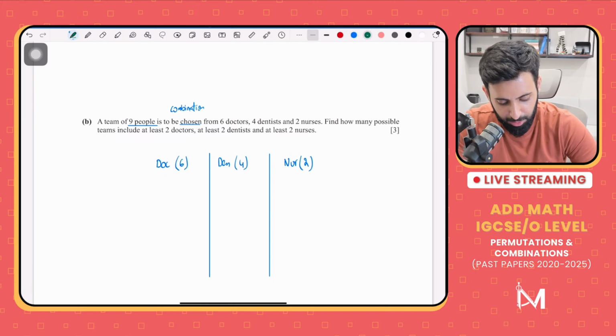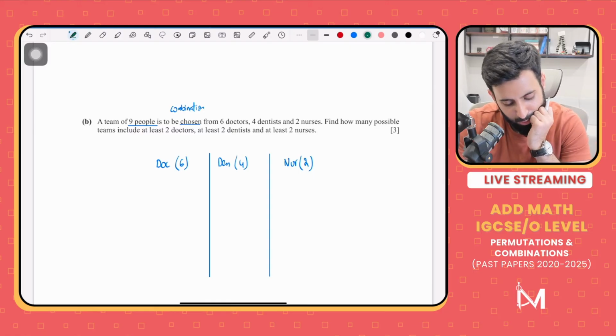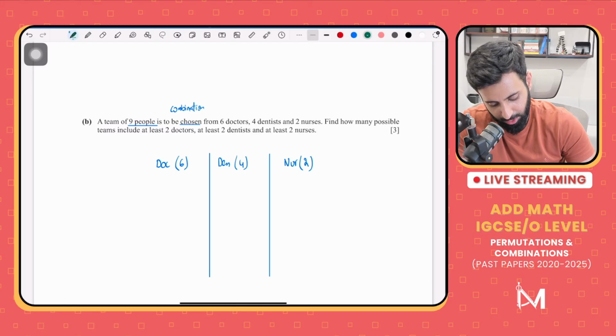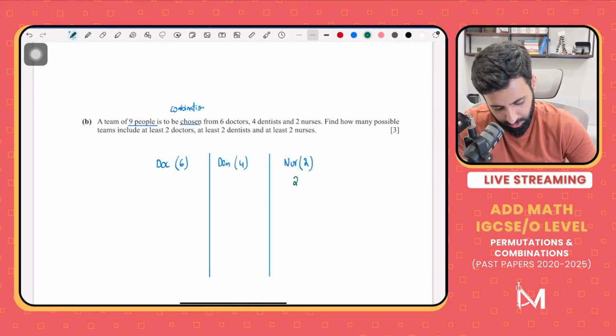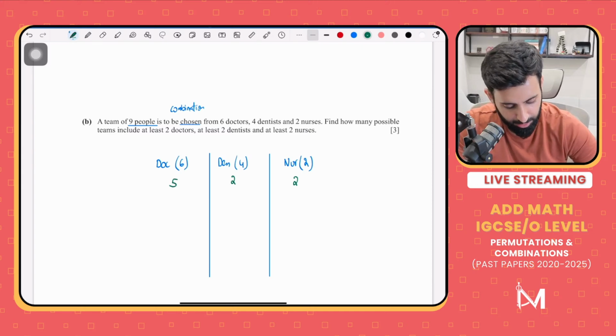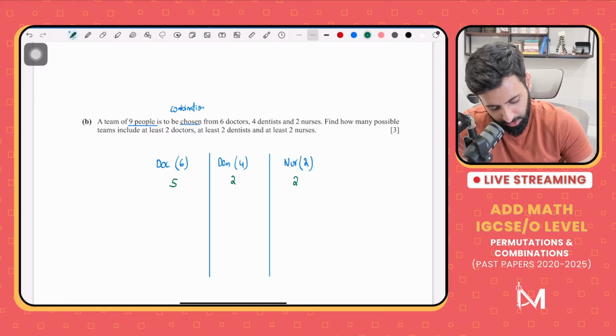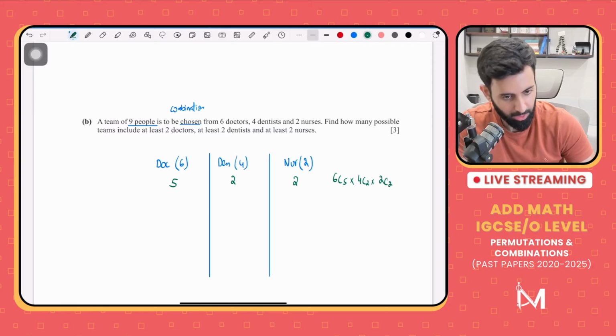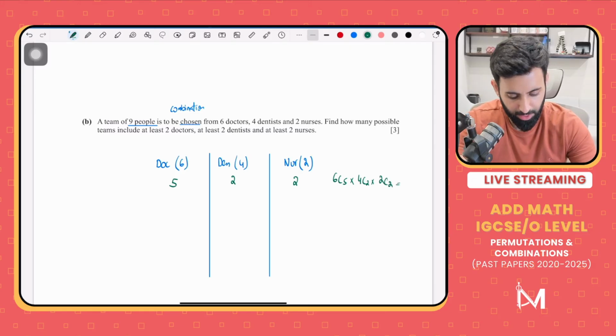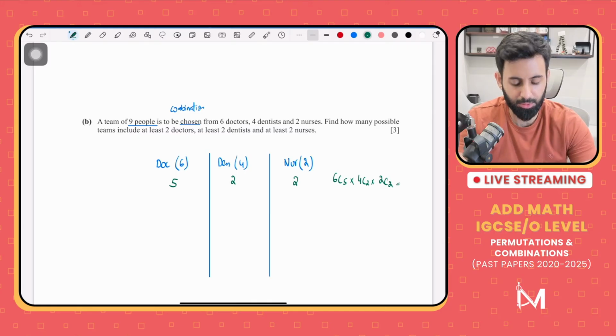Now, a team of 9 people is to be chosen from 6 doctors, 4 dentists, and 2 nurses. Find how many possible teams include at least 2 doctors, at least 2 dentists, and at least 2 nurses. So we can't have 2, 2, 2. But here's what we can do. We can have 2 nurses and 2 dentists, so that makes a total of 4. Now we have to make a team of 9, so we have to include 5 doctors. So this can be done 6C5 into 4C2 into 2C2, whatever that is equal to. So 6C5 into 4C2 into 2C2 is equal to 36.